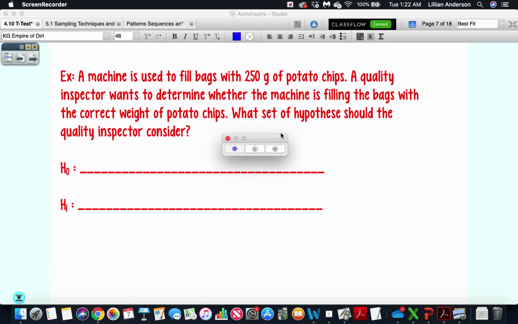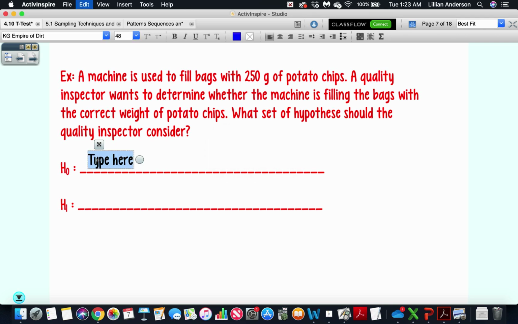You guys try this one. It says a machine is used to fill bags with 250 grams of potato chips. A quality inspector wants to determine whether the machine is filling the bags with the correct weight of potato chips. What set of hypotheses should the quality inspector consider if he or she was going to test this out? Okay, so pause the video and try to write what the null and the alternative hypothesis would be.